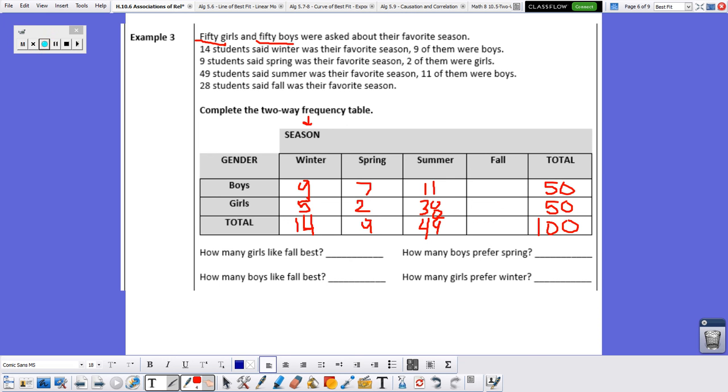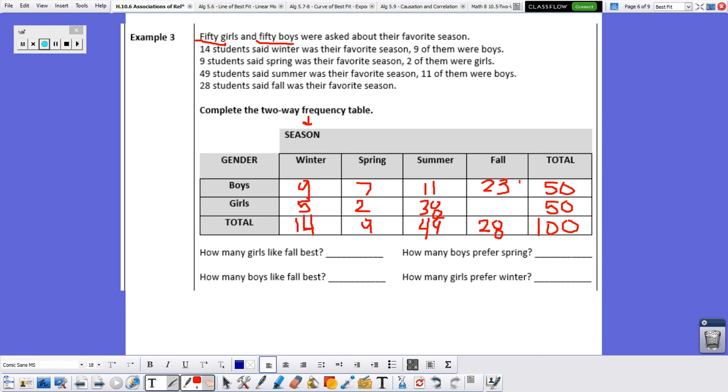All right, we just need to read about fall now. 28 students said fall was their favorite season. That's a total. What? That's all they give us? Yes, because we have everything else filled in. So let's look at that whole boys column. If we know 9 plus 7 plus 11 plus however many are in the fall section equals 50, we know that this has to be 23. The reason for that is 9 plus 7 plus 11 plus 23 gives me 50.